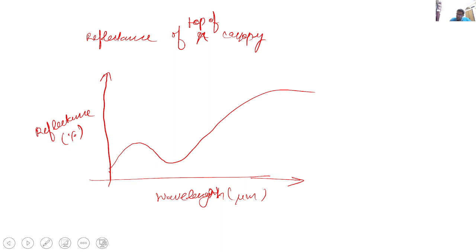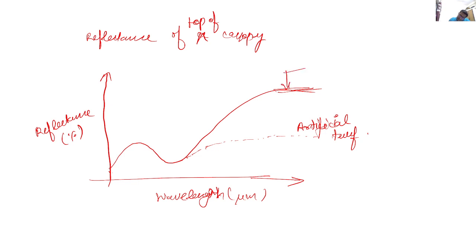So we transition from the visible spectrum to the near infrared spectrum. The dotted line indicates the spectral reflectance curve for the artificial turf, whereas the solid line is the one for natural grass. They both would look very similar.